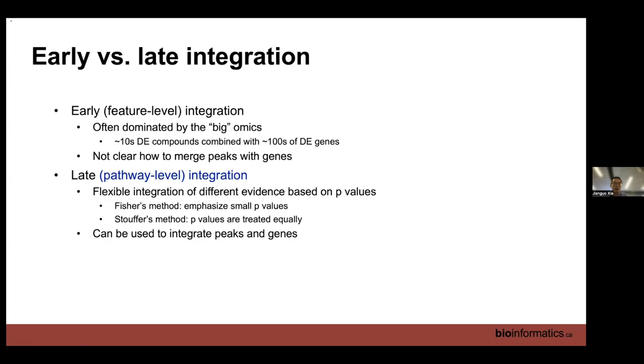This is the one we were just talking about. What we try to address is, one, feature level integration. Be aware that if your features are comparable, they are more or less fine. If your features are not comparable, it could be dominated by a single omics. Later, pathway level integration is more similar to meta-analysis. Basically you calculate the p-values for pathways and integrate the p-values.